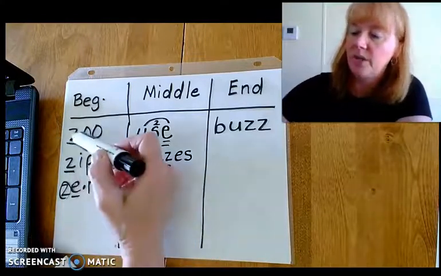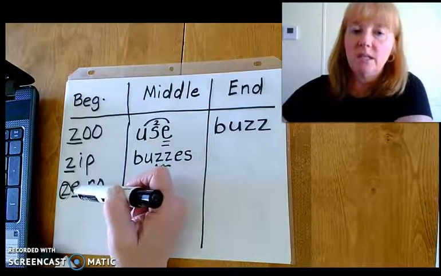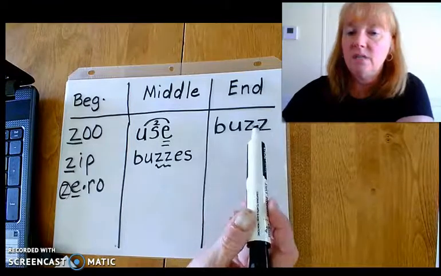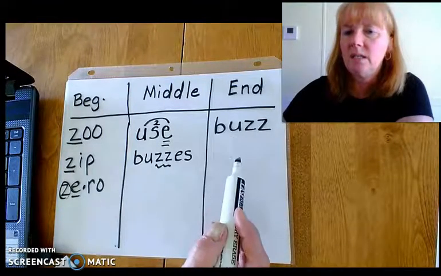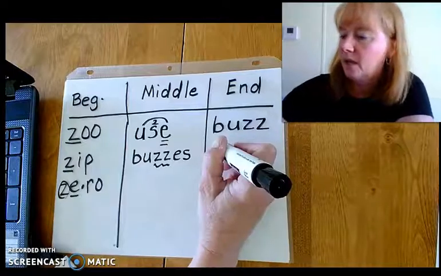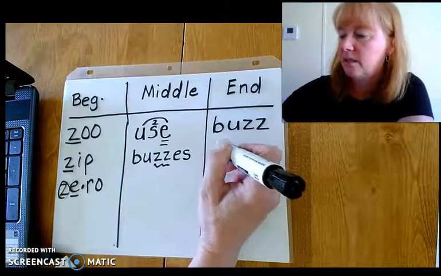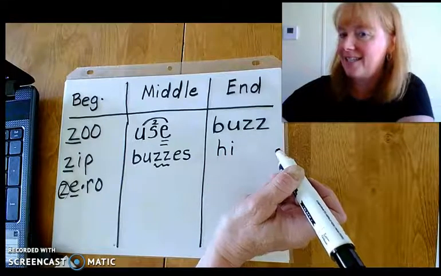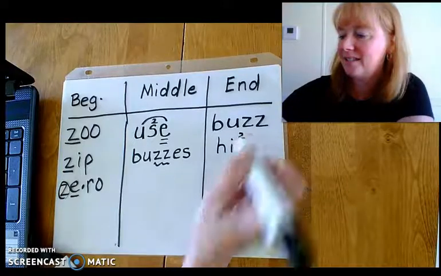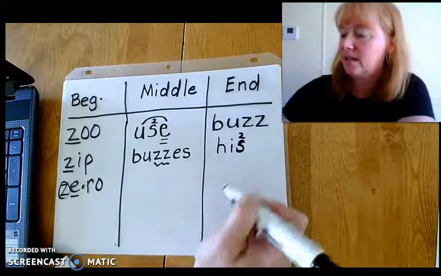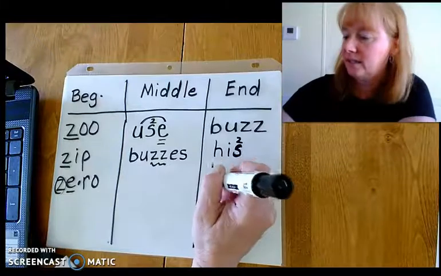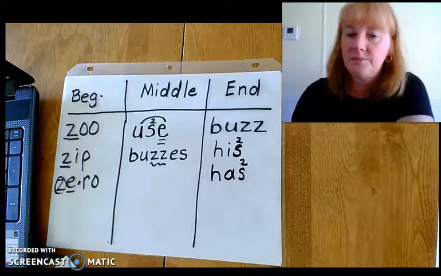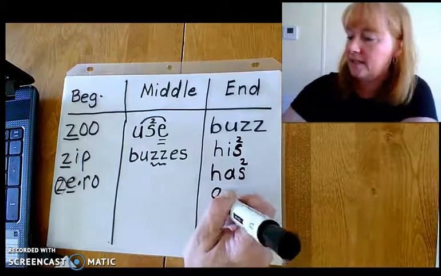So at the beginning of the word we have only Z's making the Z sound. In the middle we have S or Z, and at the end we have Z. Can we have an S making the Z sound at the end? How about his? His, right? His. Is it S or Z? S. Very good. And has, and as.